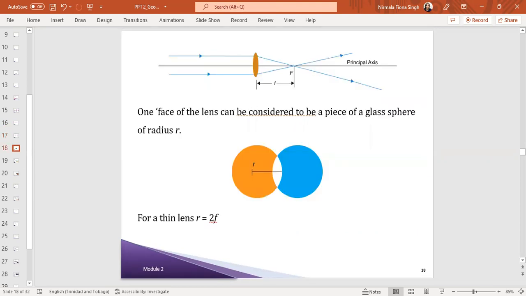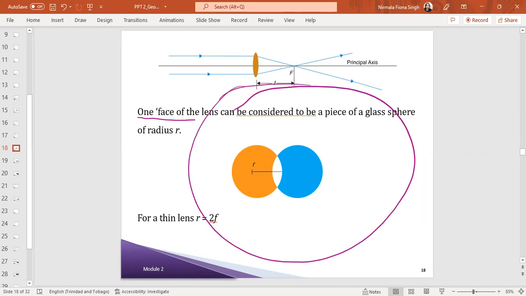One face of a lens can be considered to be a piece of a glass sphere of radius r. Let's think about this. If I have a big circle, we all know lenses are a nice little piece of curved glass. This is the lens that we use in school, about this shape here. That is about how much of the lens we use.